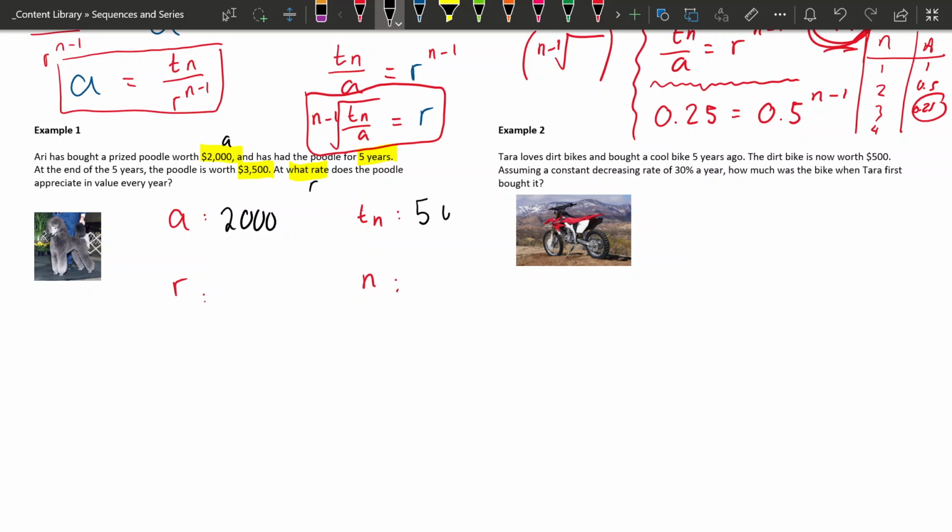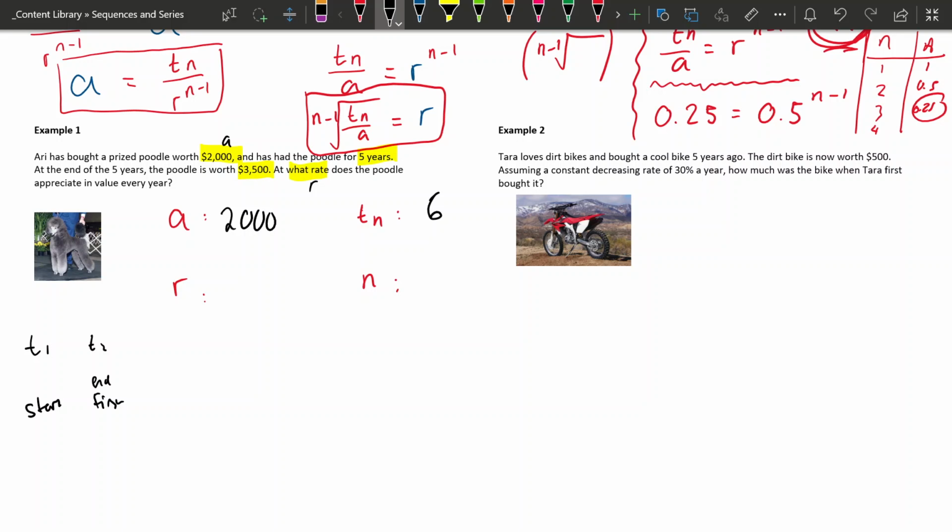Tn is 5 years. Or same like before, it won't be 5 this time. It will be 6. Remember, because if it's T1, then that's the starting point, and T2 will be the first year after that. So the end of the first year, and at the end of the 5th year, it'll be a T6. Same as in the last video.